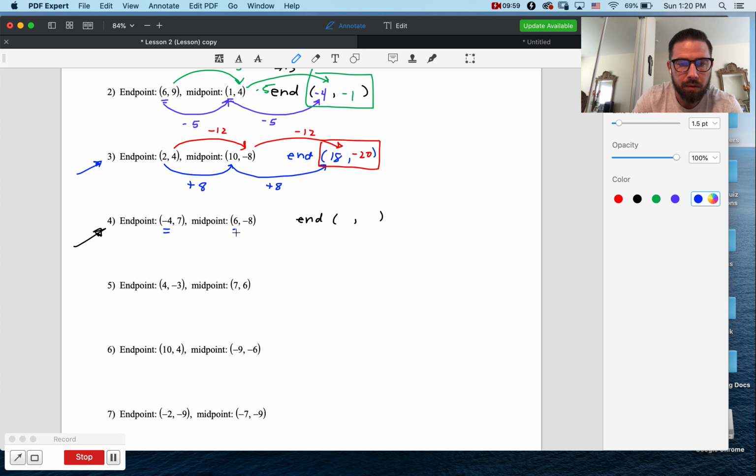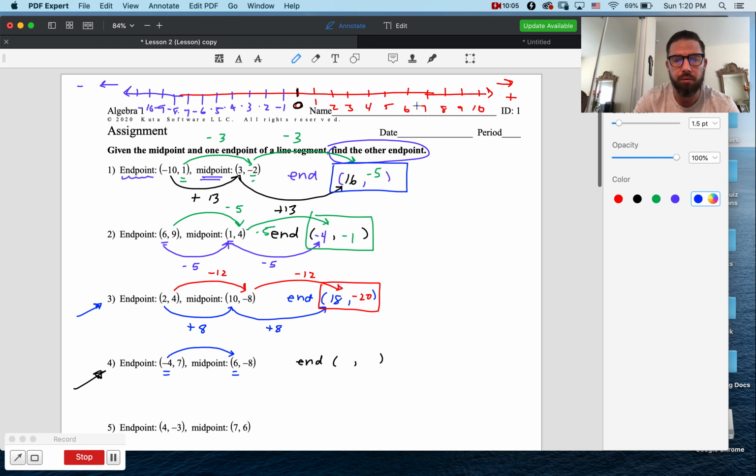x's. We've got from negative 4 to 6. From negative 4 to 6 means we're going to have to move to the right, so it's going to be plus. Let's see how many times. From negative 4 to positive 6. 1, 2, 3, 4, 5, 6, 7, 8, 9, 10. I guess it's positive 10. I've got to trust my gut there. So we have plus 10 again. Okay, so we have 6 plus 10 is 16.